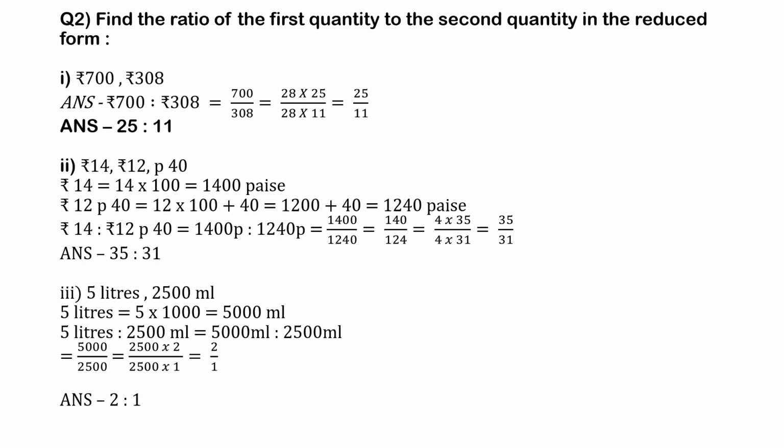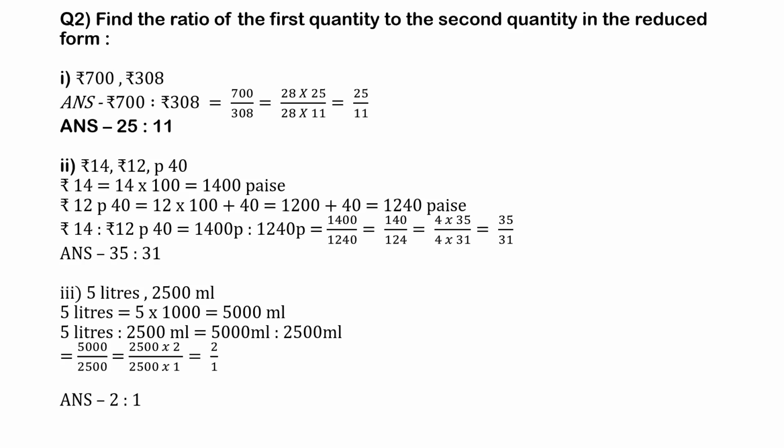So our answer is 35 is to 31. I hope you all are understanding. Question number 3 is 5 liters and 2500 milliliters. So what we will do, we will convert both the quantities in the same unit, either in liters or milliliters. We can convert in liters also, we can convert it to milliliters also. So we will do the simple thing, we will convert everything into milliliters.